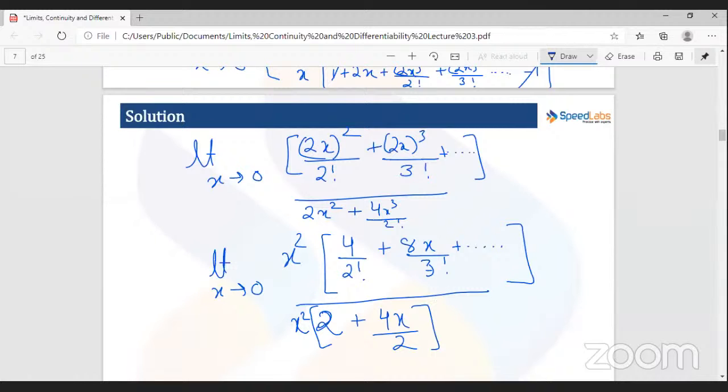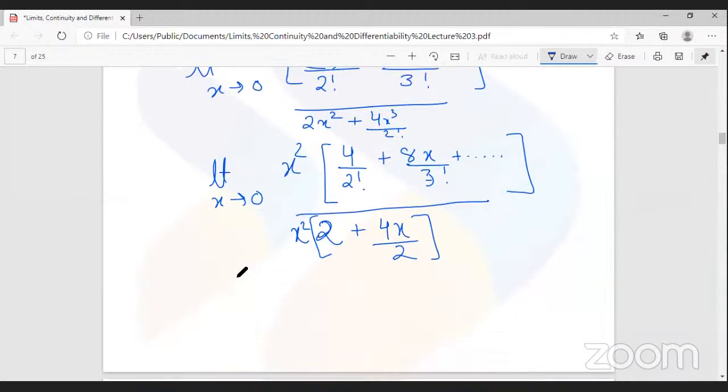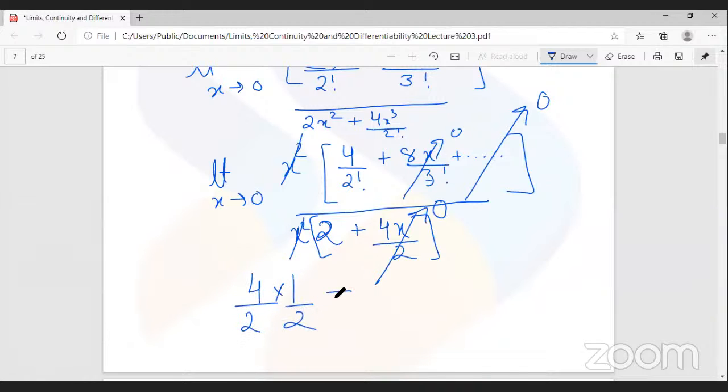So what do we get here? Limit x tending towards 0. X square gets cancelled. Now if I put x equal to 0 here, this becomes 0 and all other terms will become 0. This will also become 0. So what I get is 4 upon 2 into 1 upon 2 equals to 1.